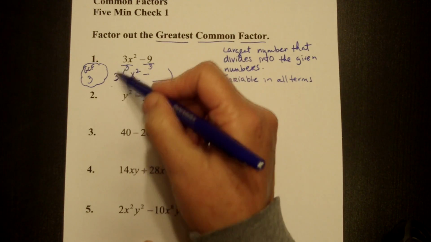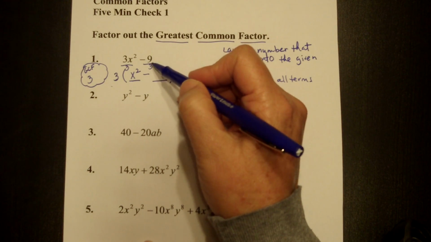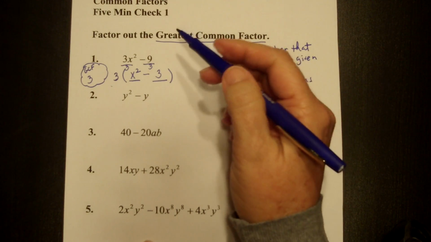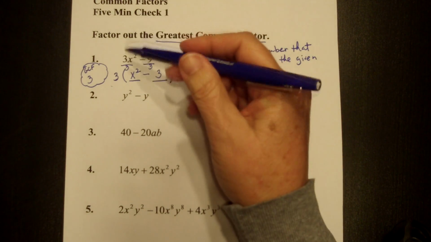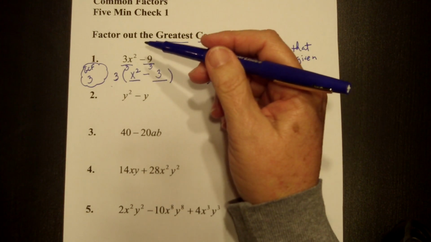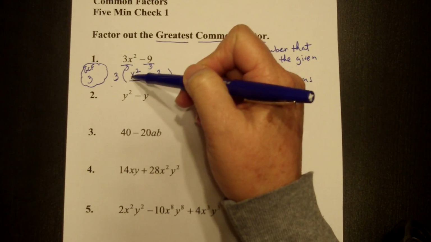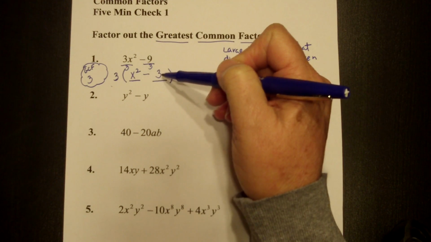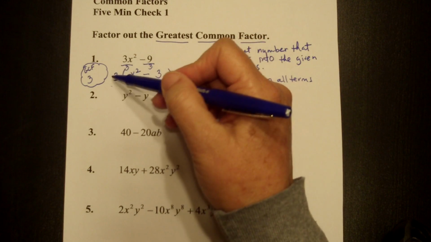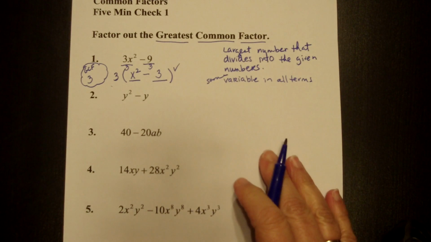So this 3 is going to be divided into this term. This 3 is going to be divided into this term. So this is 9 divided by 3, which is just plain old 3. All right, so it looks like we're finished. Now you're just going to multiply and see if you're doing it correctly. First of all, you're going to look to see if you have a common factor left over on the inside, and you do not. You multiply. 3 times x squared is 3x squared. 3 times negative 3 is negative 9. So it looks like I did my problem correctly.